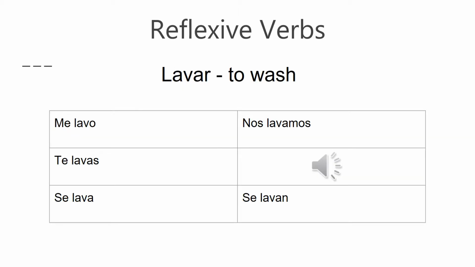I have included a couple of examples of reflexive verbs. Lavar, which is to wash. Me lavo, I wash myself basically. Te lavas, you wash yourself. Se lava, him or her washing themselves. Nos lavamos, we wash ourselves. And se lavan, they wash themselves.